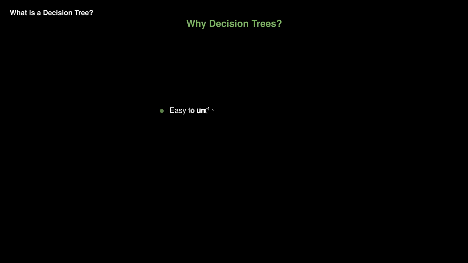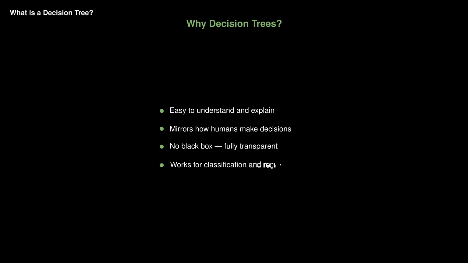Here's what makes decision trees special. They are incredibly interpretable. Some models, like neural networks, are often called black boxes. It's hard to explain why they made a particular prediction. But with a decision tree, you can trace the exact path from root to leaf. You can explain every single step. That transparency is invaluable. In medicine, finance, and law, people need to understand and trust the model's reasoning.